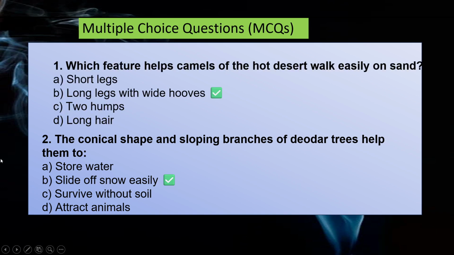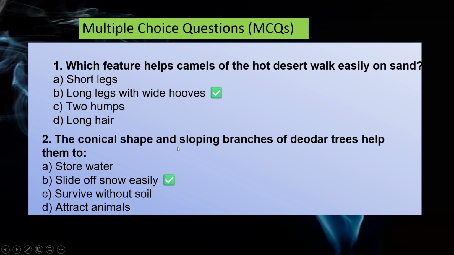Multiple choice questions. First one: which feature helps camels of hot desert walk easily on the sand? Option A, short legs. Option B, long legs with wide hooves. Option C, two humps. Option D, long hair. Answer is option B, long legs with wide hooves.